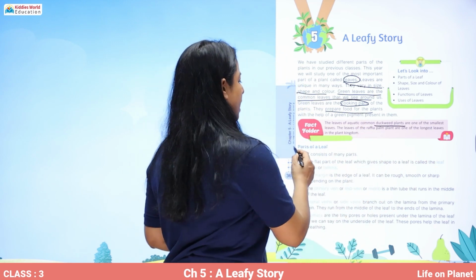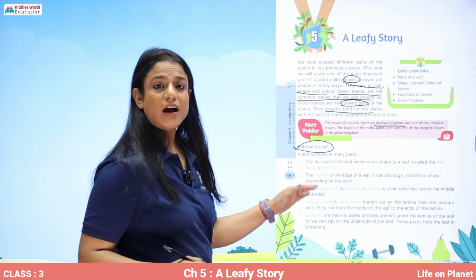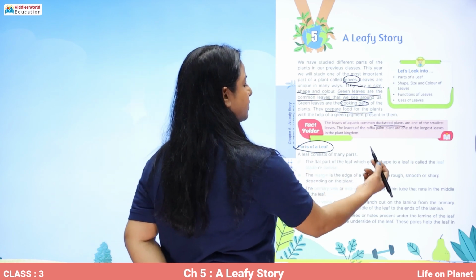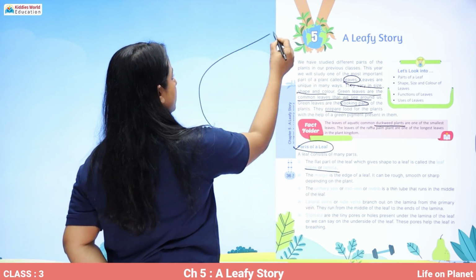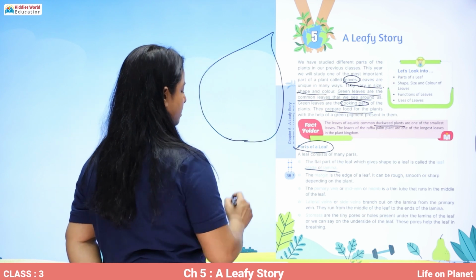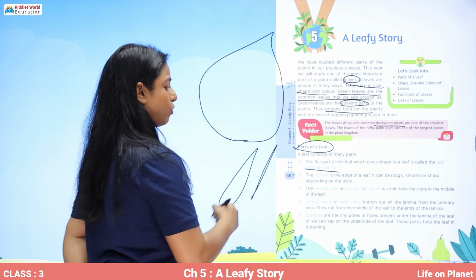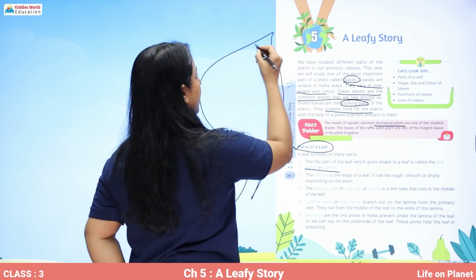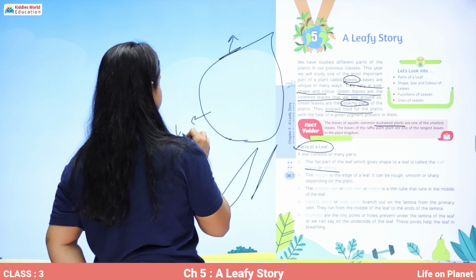Now what are the parts of a leaf? A leaf looks something like this. We will start reading each part and we will start drawing each part. The flat part of the leaf which gives shape to the leaf is called the blade or lamina. This is the flat part. It can be of this shape, narrow shape, needle-like shape, any shape. So this flat part is called the leaf blade or the lamina.